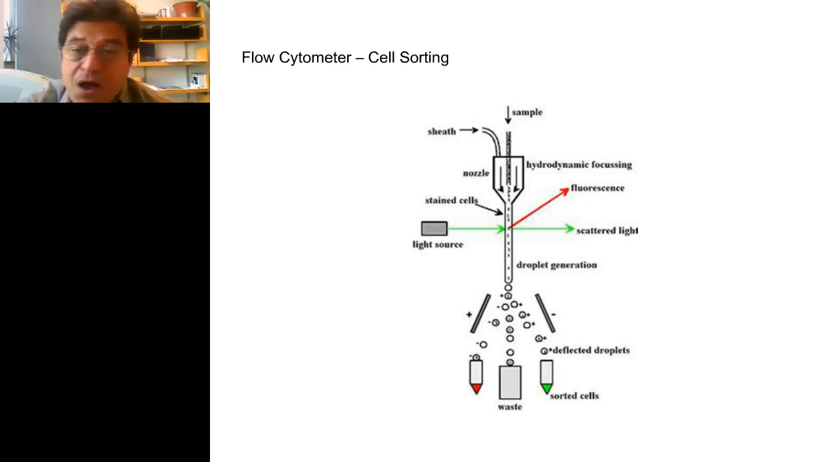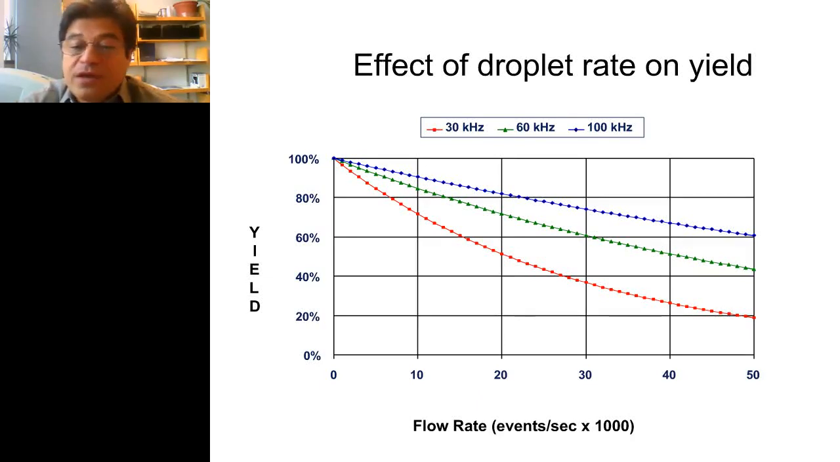Because if you can make 100,000 droplets per second, in a perfect world you could sort 100,000 per second, but that doesn't even exist. And there's a reason for that. The reason is that cell delivery, the cells entering into the flow cytometer, are entering those droplets randomly, and in this chart you can see that. This is basically just looking at Poisson statistics, arrival time statistics, and plotting this out.